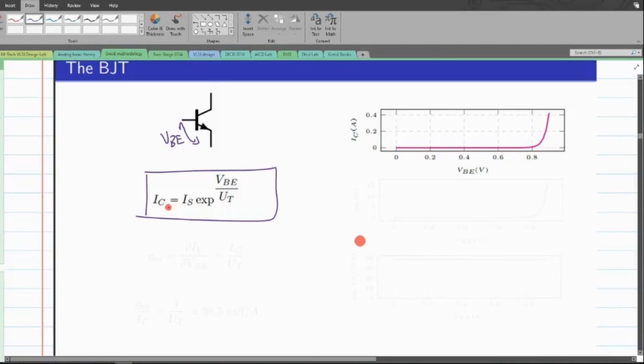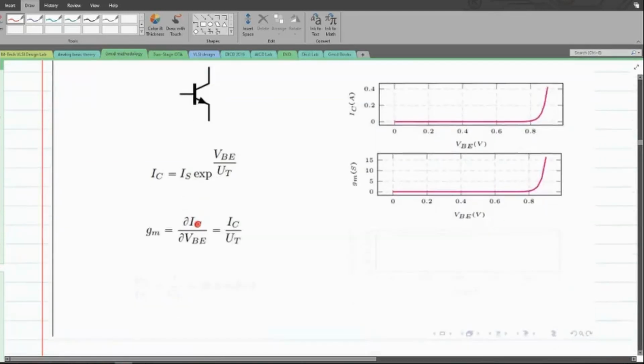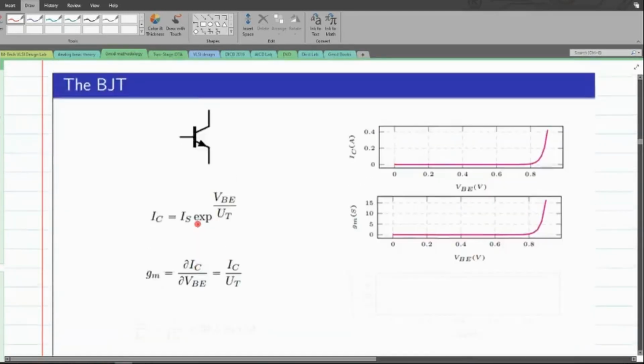One could actually write this variation of the current with respect to VBE as an expression which you would have already studied in your courses: IC, which is the collector current, is exponentially related to the VBE. And you have one more term, which is UT, called the thermal voltage, and this thermal voltage can be approximated to a value equal to 26 millivolt at room temperature. So now what we are interested in is the GM. Next, we calculate the GM of this particular circuit.